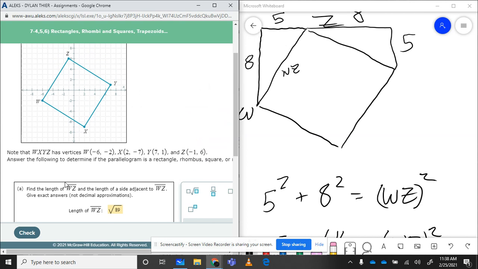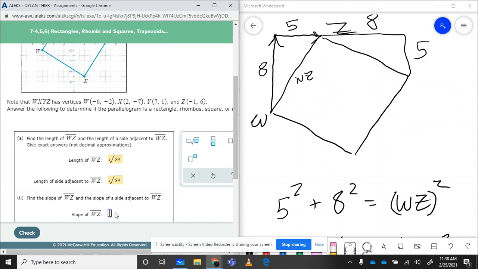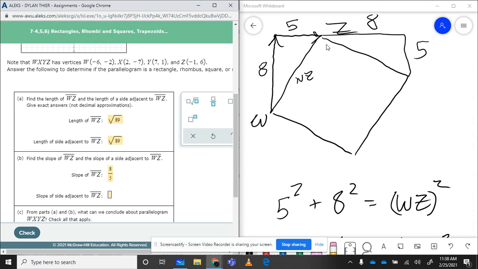And the slope of WZ. Well, we want our rise over our run. So our rise is 8, our run is 5. So 8 over 5. Slope of this one, well, in this one our rise, we're actually going down. So our rise is our y value, so that would be -5 over 8. We're going down 5 over 8.